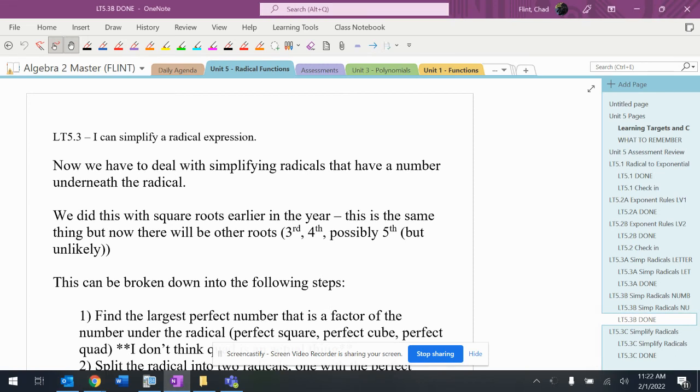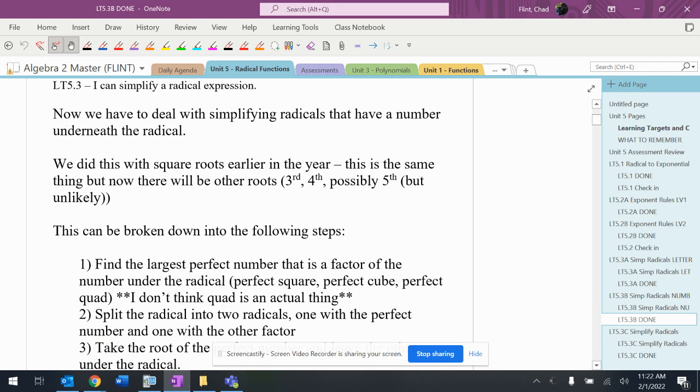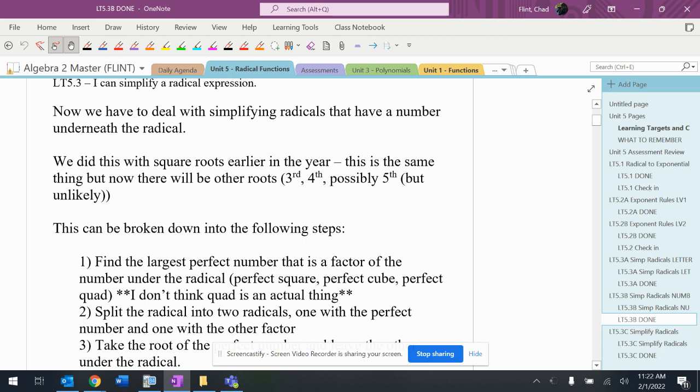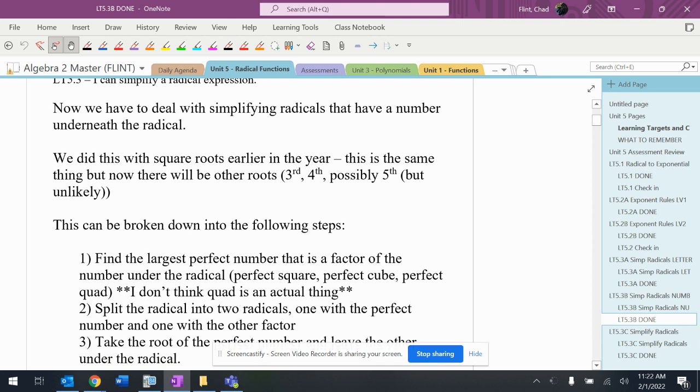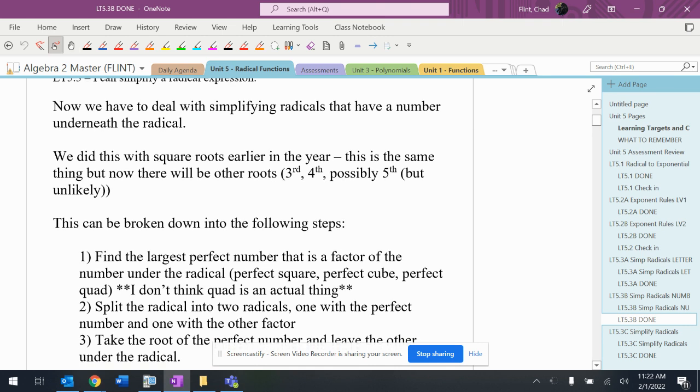All right, next thing we have to do is deal with when there are numbers underneath the radical. Don't call it a square root, call it a radical. These are hard to do because there's not really a good way to do them with the conversion into exponential form that we did with the letters in the last lesson. We did this with square roots earlier in the year. It's the same thing, but now there are going to be third, fourth, and possibly fifth roots.